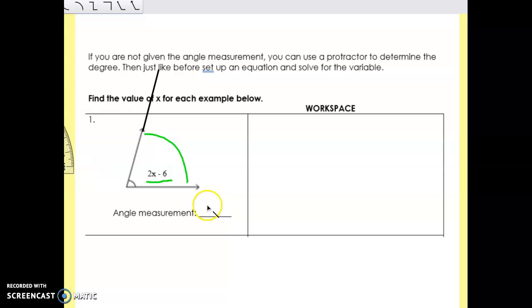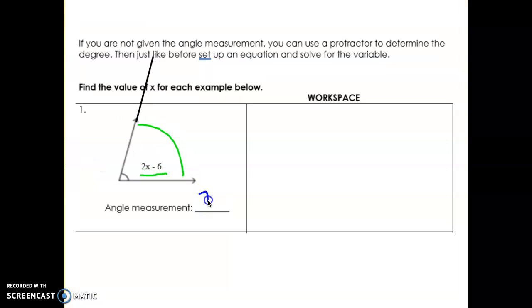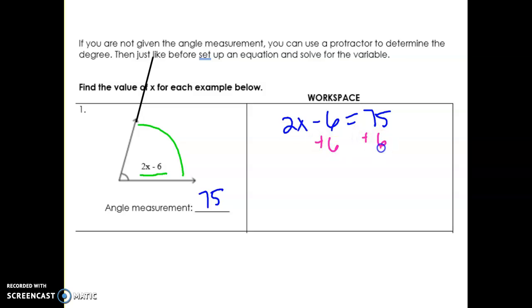So I gave you a space to write down your measurement, which in this case we said was 75. Once we know the actual measurement of the angle and the expression, same kind of idea. We would take that expression. Again, I know a lot of you like the expression first and then your answer on the right-hand side, so you can be in charge of how you write it. Working our way through this two-step equation, we add 6 to both sides. If I divide by 2 here, you get the answer of 40.5.